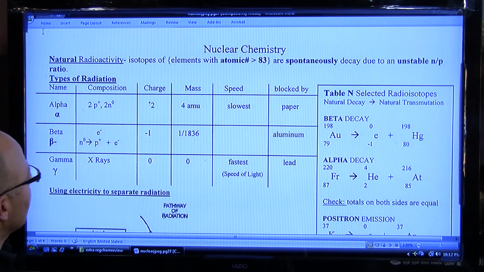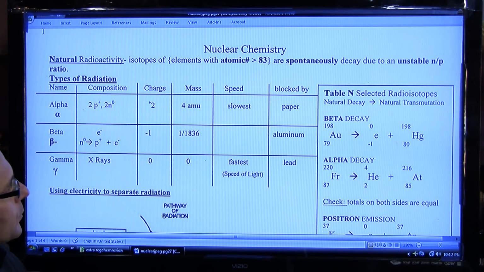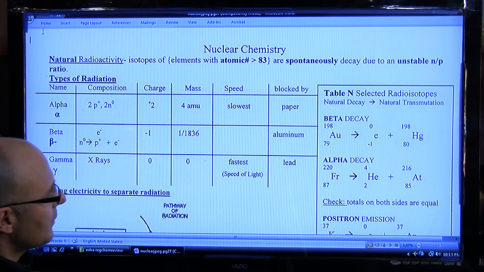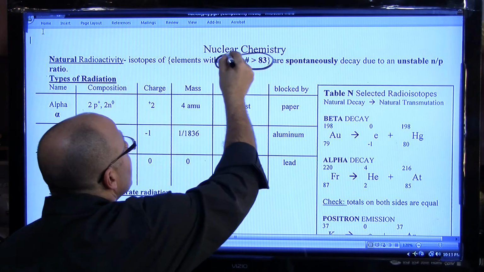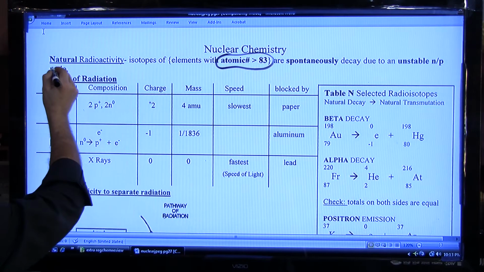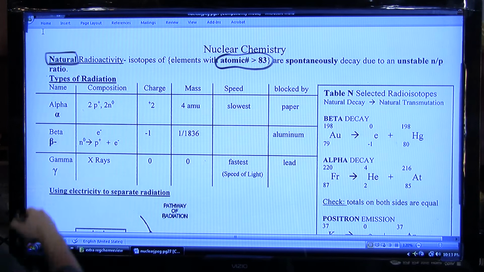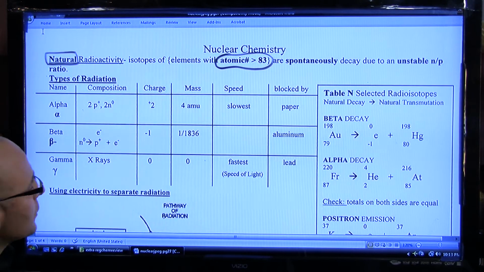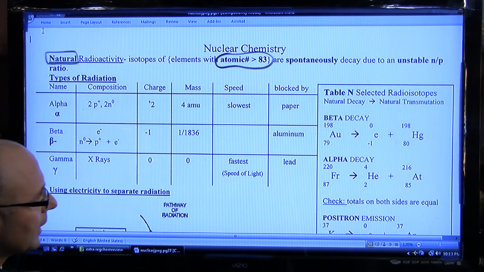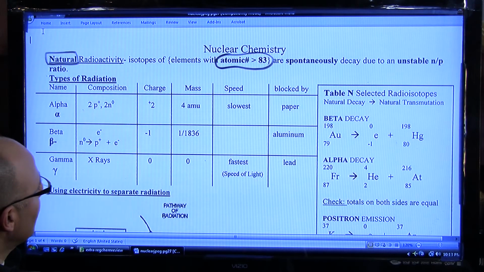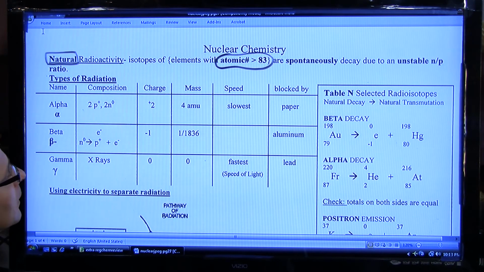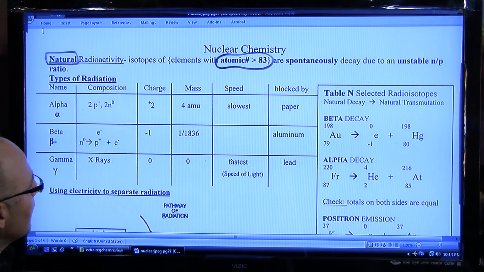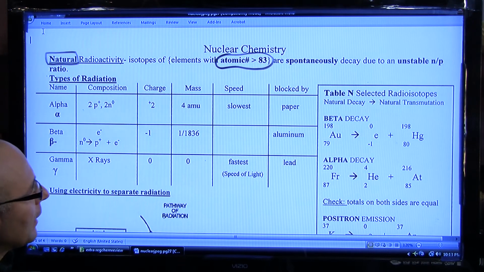All right, natural radioactivity deals with isotopes of the elements whose atomic number is greater than 83. So there's two types of radioactivity, I should say. Natural, which is at the top half of this page, and artificial, which is in the second half. If we're talking about natural radioactivity, we're talking about radioisotopes that spontaneously, which means on their own, decay to give off alpha, beta, or gamma radiation.